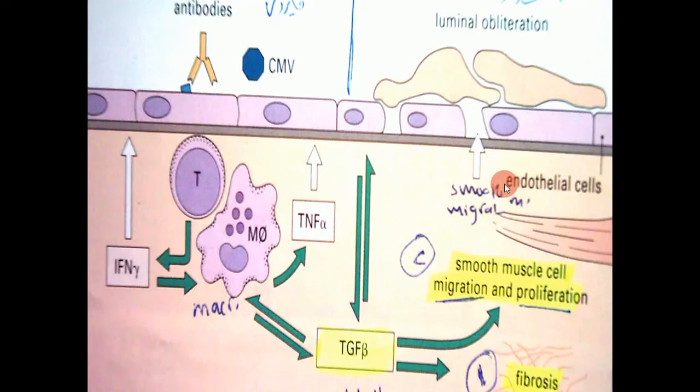And this smooth muscle proliferation occurs due to secretion of transforming growth factor beta from the macrophage, and this leads to smooth muscle cell migration and proliferation, and this leads to luminal obliteration, and also this leads to fibrosis.